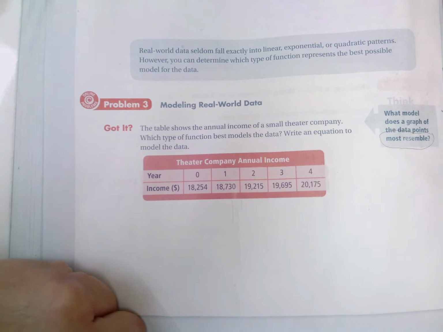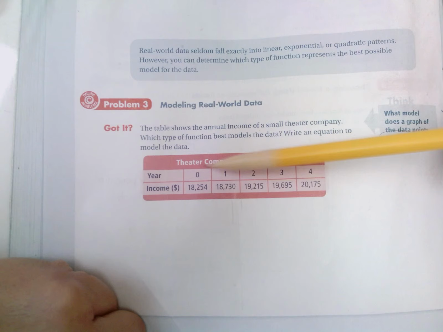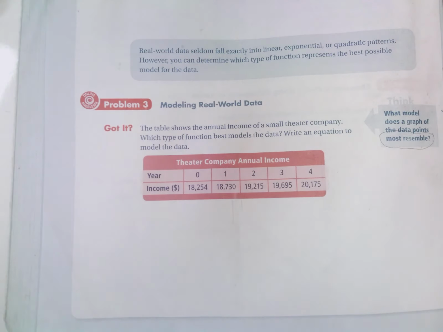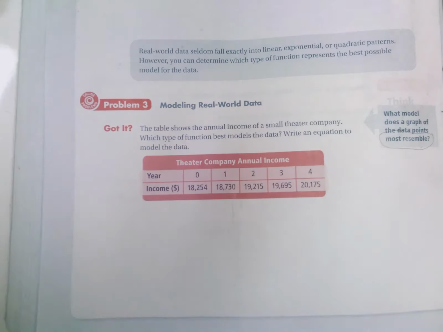Alright, so for the year you have 0, 1, 2, 3, 4. It's increasing, and notice that your income is also increasing here. The first thing to do is to try to plot this given data in a coordinate plane. So you can use Desmos graph. You can use Google, go to Google. So this is how you're going to do it.